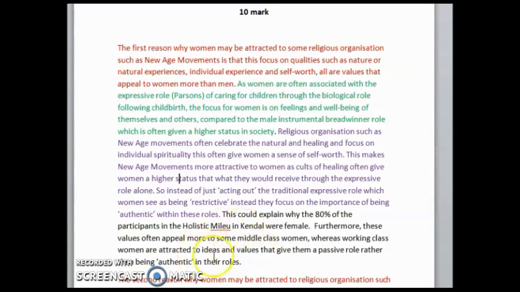And then we've got some further analysis about the class of women who are going to be attracted to these types of religious organisations, which tend to be more middle class women, compared to working class women, who tend to be attracted to values that are more passive rather than being authentic.